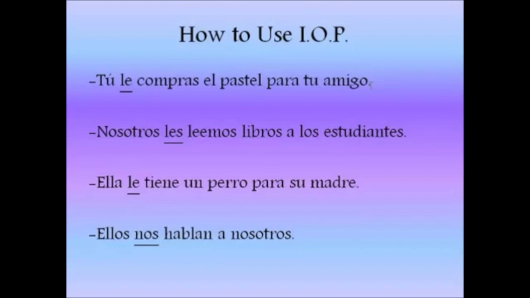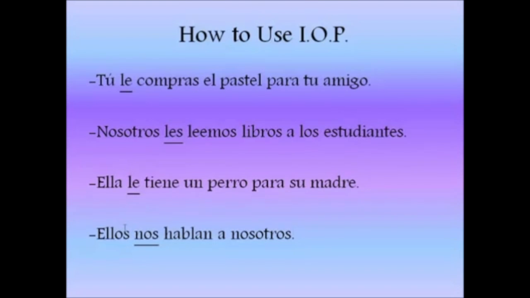Let's go ahead and put in the rest of our indirect object pronouns. Example 2. We read books to the students. So students, if we need to match it with an indirect object pronoun, would be les, because they're plural. So we have nosotros les leemos libros a los estudiantes. Number 3, she has a dog for her mother. Her mother, again, is the IOP. If you have to match it with one of those indirect object pronouns, you would match it with le.